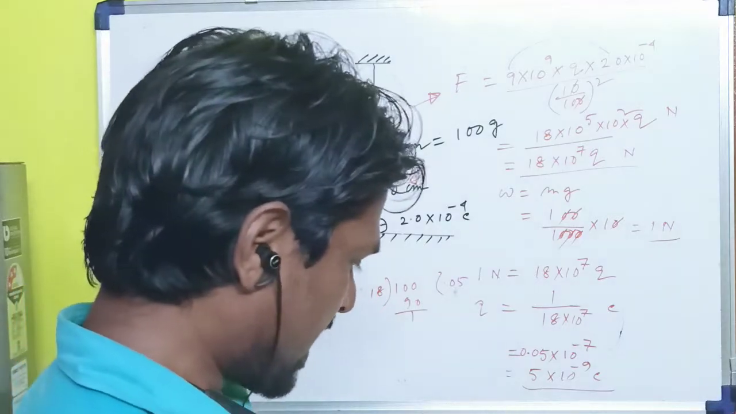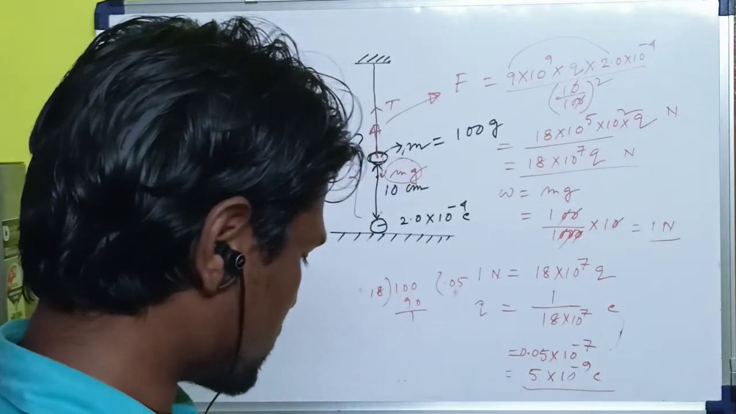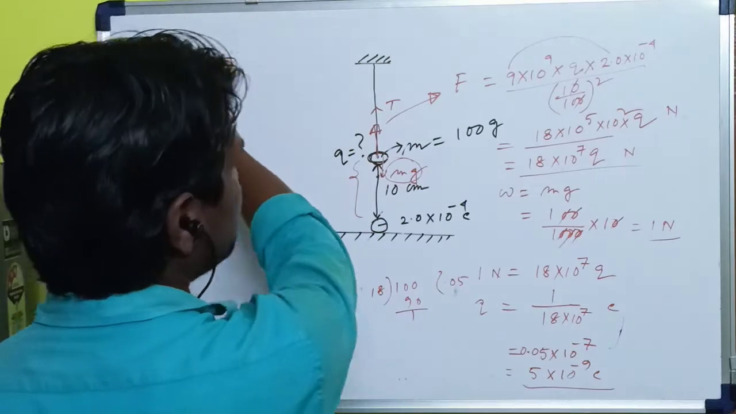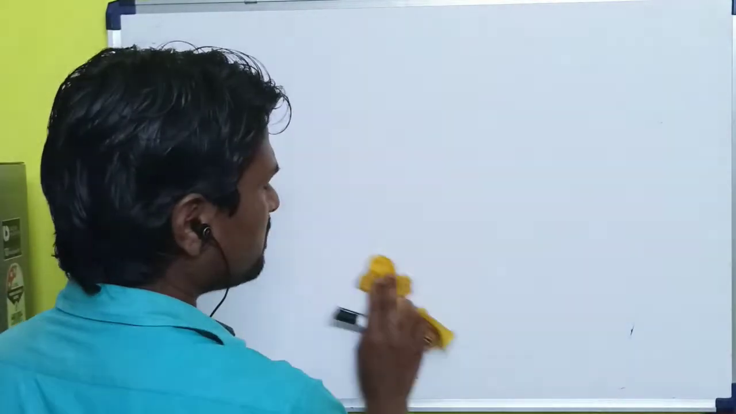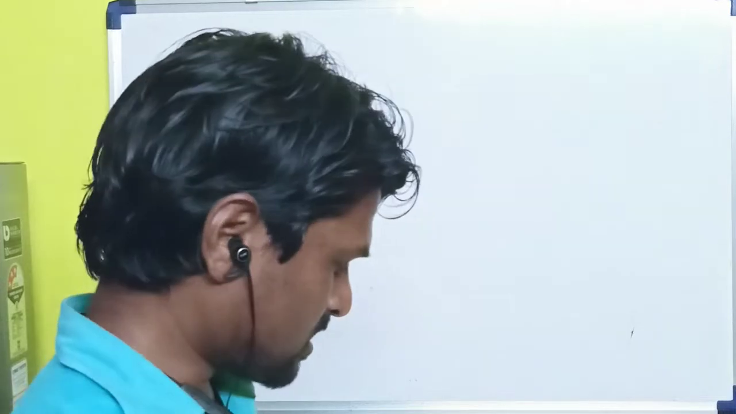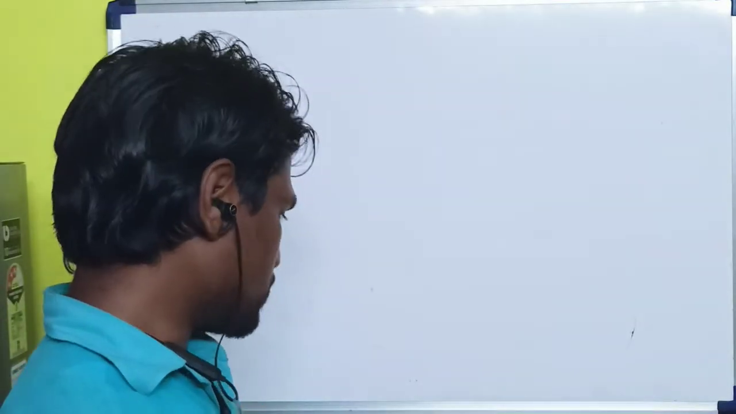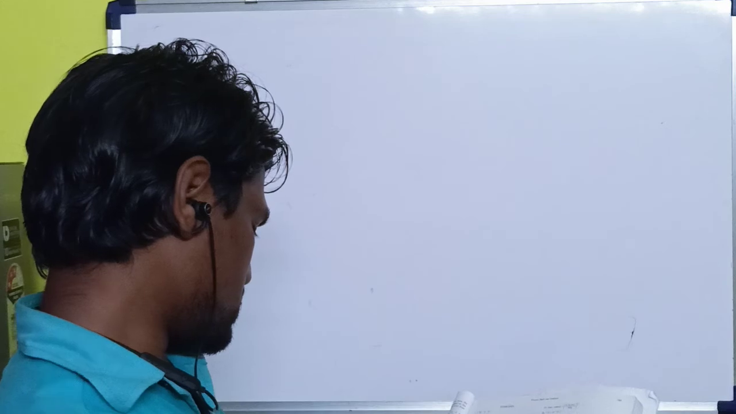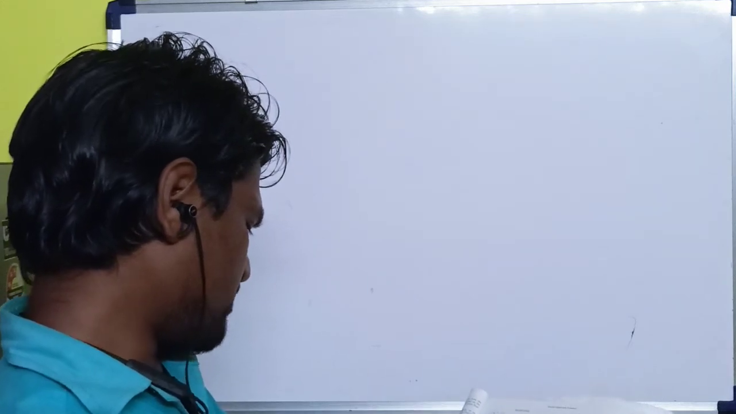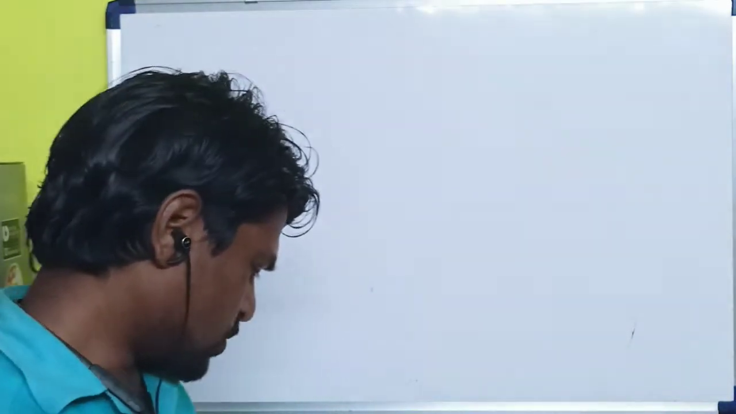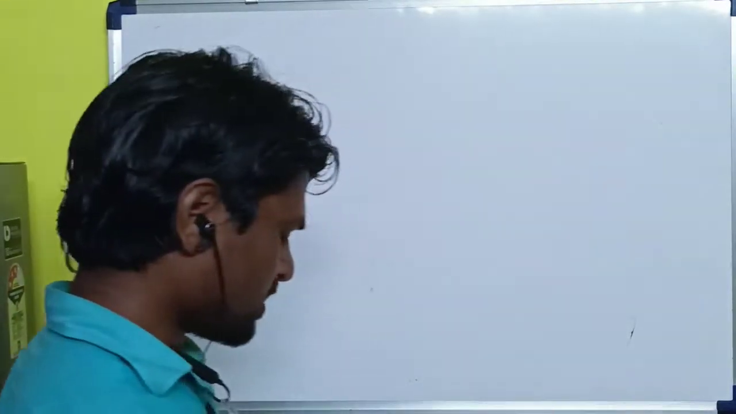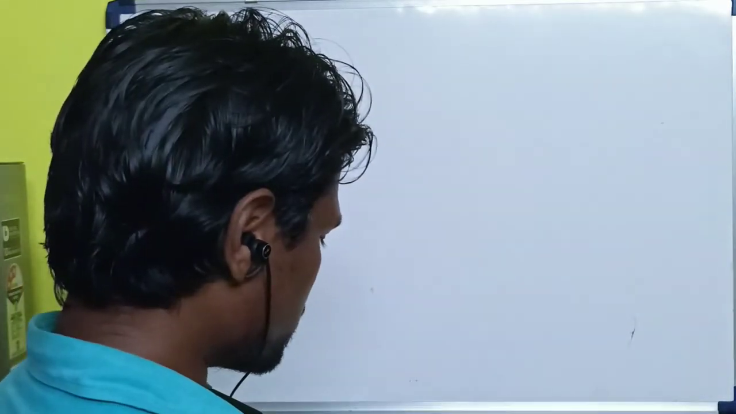Two particles A and B having charges Q and 2Q respectively are placed on a smooth table with a separation of D. What is the answer for the previous one? Approximately 5.4; if you take g as 9.8, then 5.4 into 10 to the minus 9 coulomb. Okay. The next one is 27.